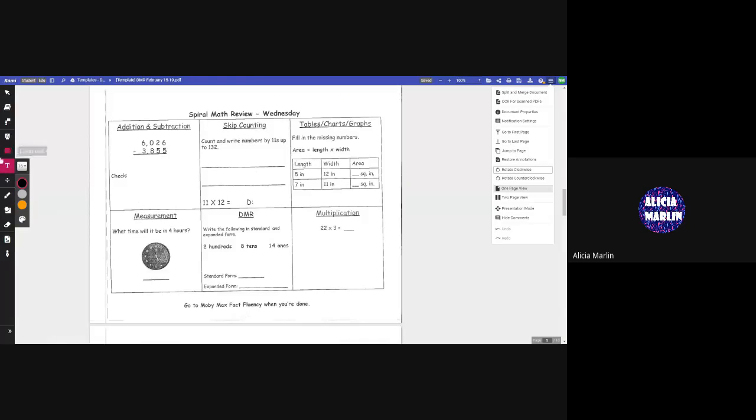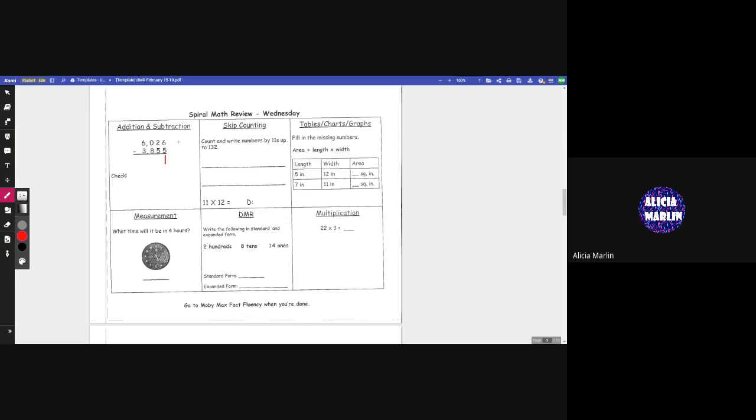Okay, addition and subtraction. 6,026 minus 3,855. I'm going to start in the ones place. I can take 6 minus 5. That equals 1. I cannot take 2 minus 5. So I'm going to jump over here to the hundreds place to borrow a group of 100. There are 0. So I have to jump over to the thousands, and I'm going to borrow a group of 1,000. I have 5 left.